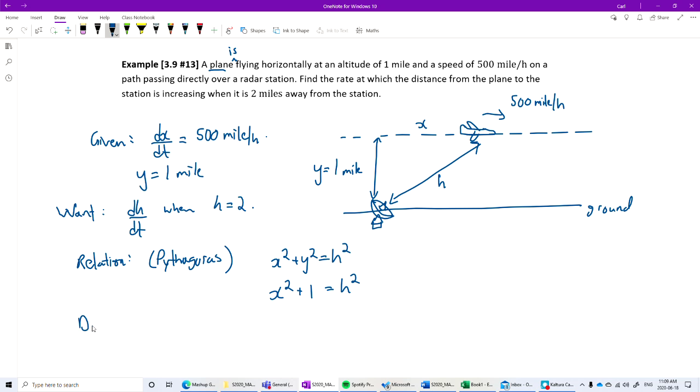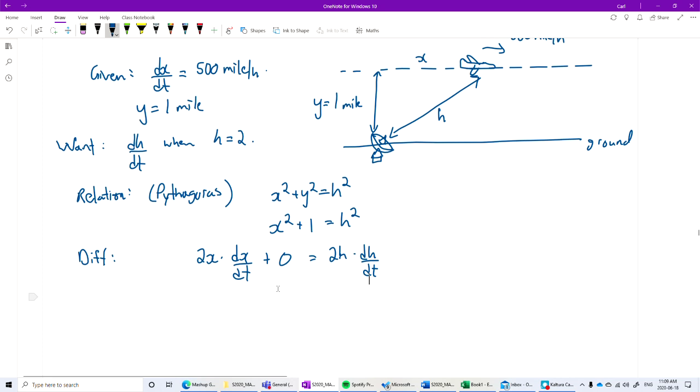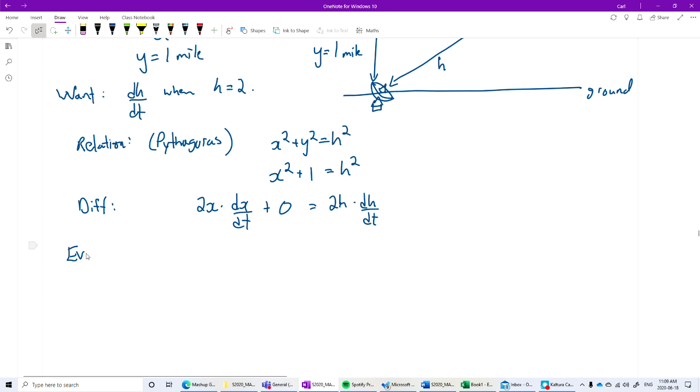Now, next step, we're going to differentiate both sides. What's the derivative of the left-hand side? 2x times dx/dt, chain rule, right? Plus 0. 2h times dh/dt. And now I can evaluate it. What do I want to know? I want to know dh/dt.